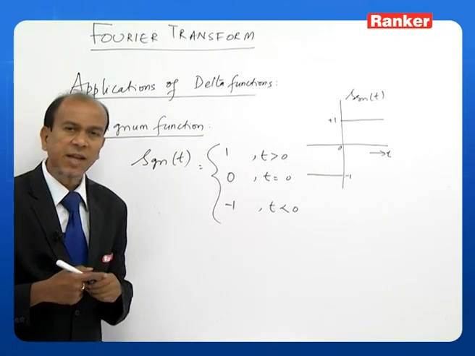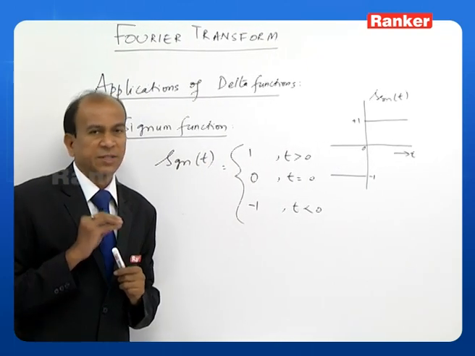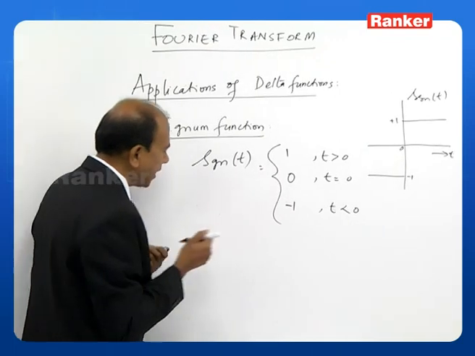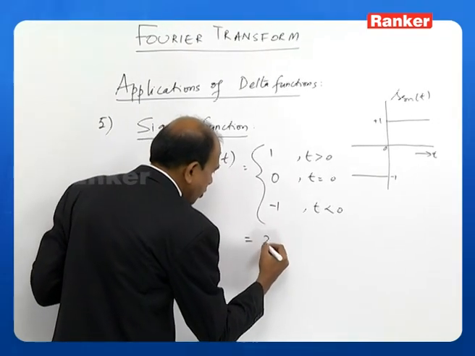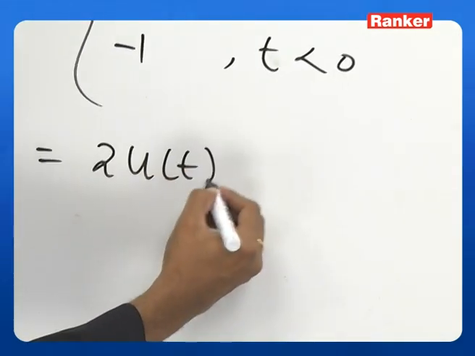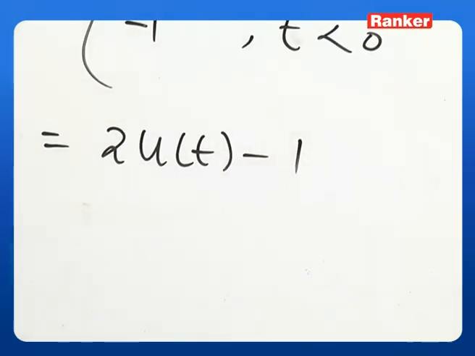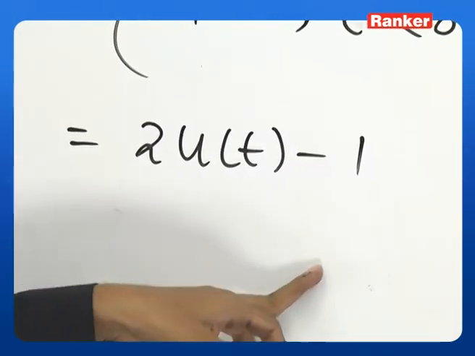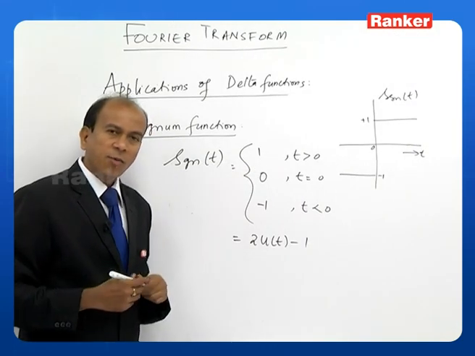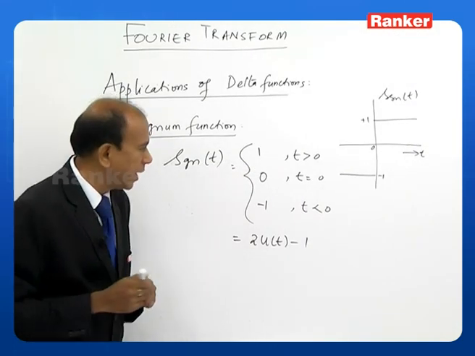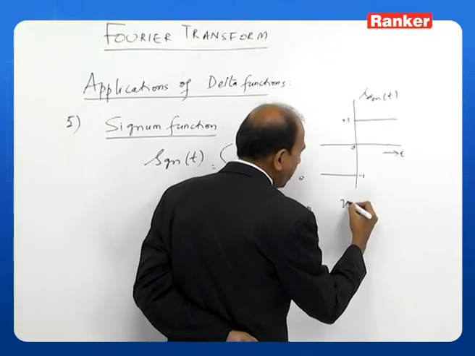So, a Signum function can be represented in terms of a unit step function. How is that? I can write this as 2 u of t minus 1, is it not? 2 u of t minus 1. So, I want to write this down in terms of the frequency domain. Earlier we have seen, what is u of t equal to?